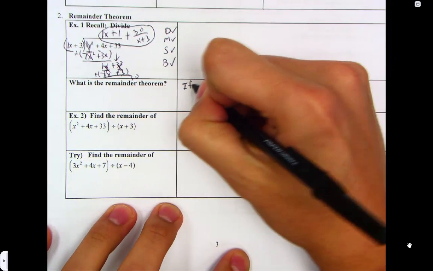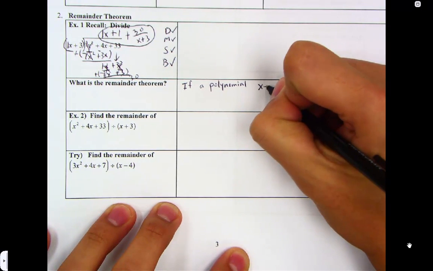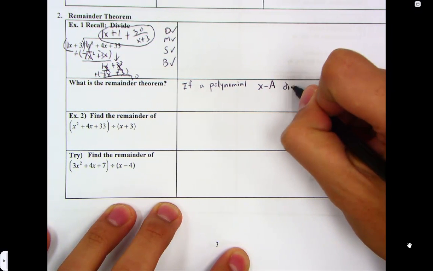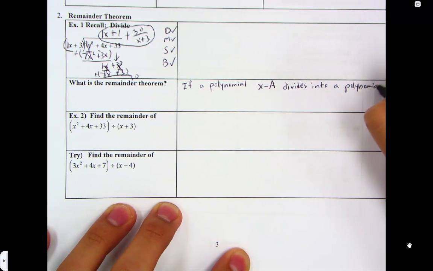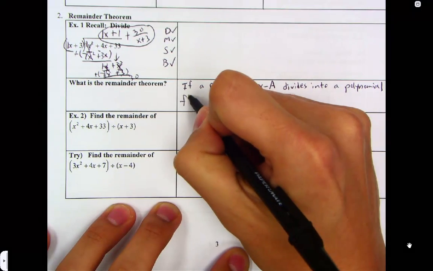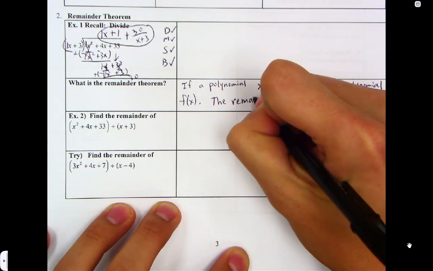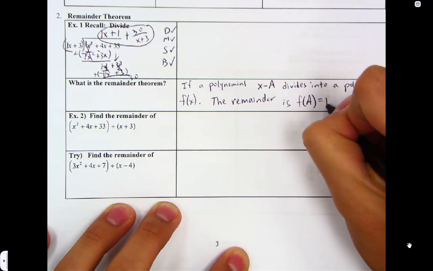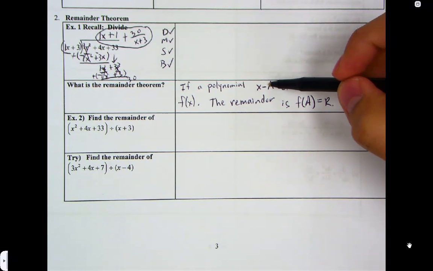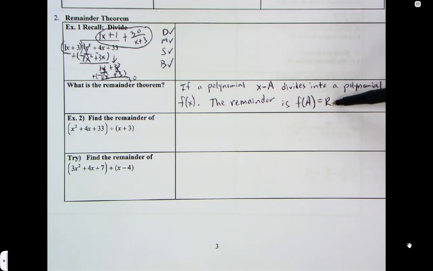What is remainder theorem? Remainder theorem states if a polynomial x minus a divides into a polynomial f of x, the remainder is f of a equal to r. So that means, if you notice, this is the opposite of a, so whatever a is, we take the opposite. Whatever we plug in the polynomial, we should get the remainder.